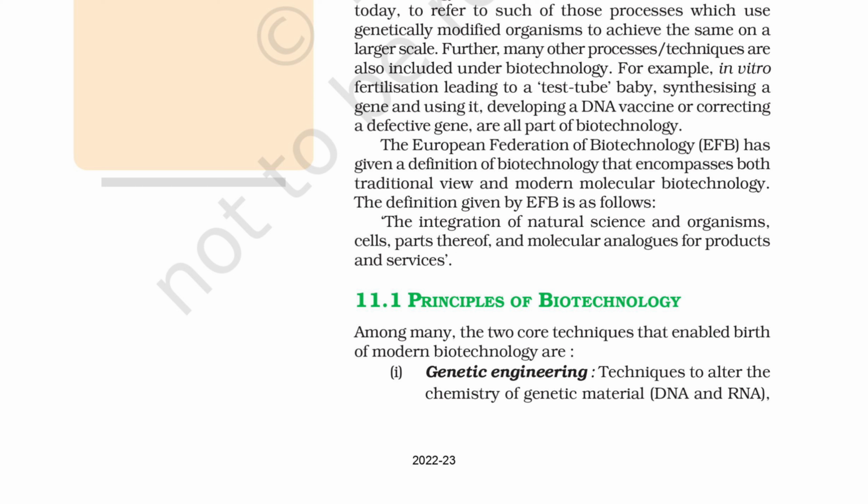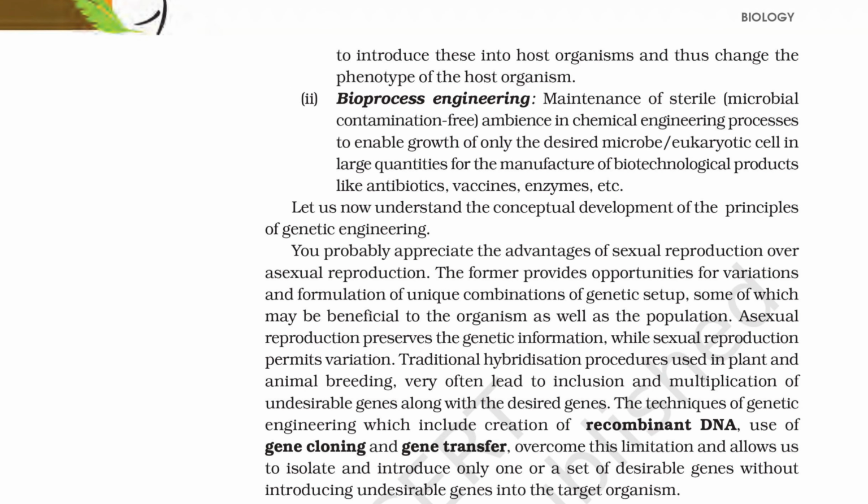Principles of biotechnology. Among many, the two core techniques that enabled the birth of modern biotechnology are: 1. Genetic engineering. Techniques to alter the chemistry of genetic material, DNA and RNA, to introduce these into host organisms and thus change the phenotype of the host organism. 2. Bioprocess engineering. Maintenance of a sterile, microbial contamination-free ambience in chemical engineering processes to enable growth of only the desired microbe or eukaryotic cell in large quantities for the manufacture of biotechnological products like antibiotics, vaccines, enzymes, etc.